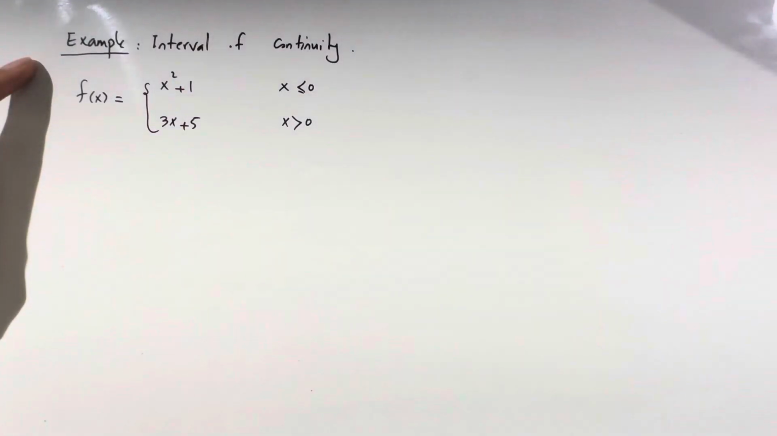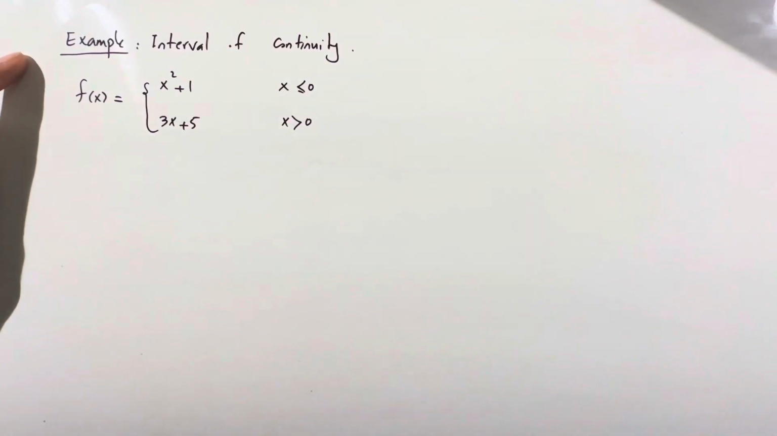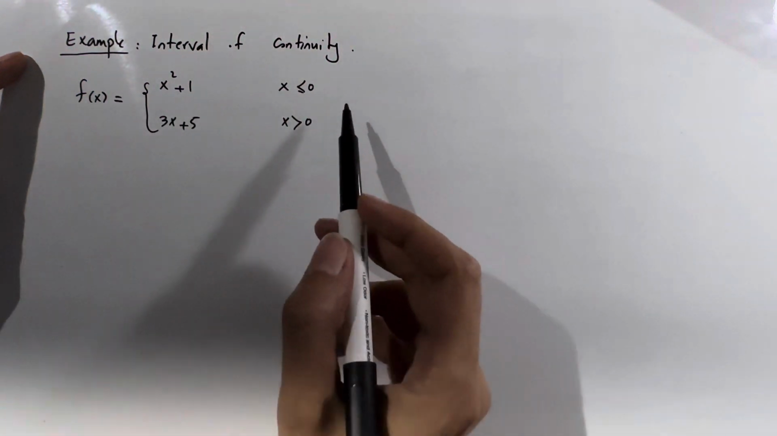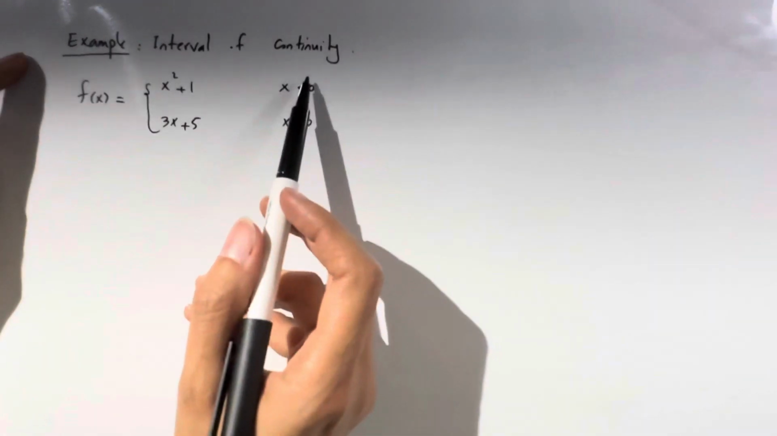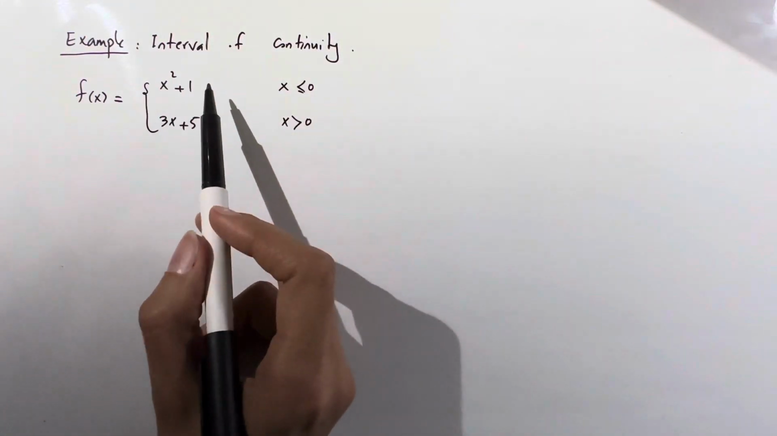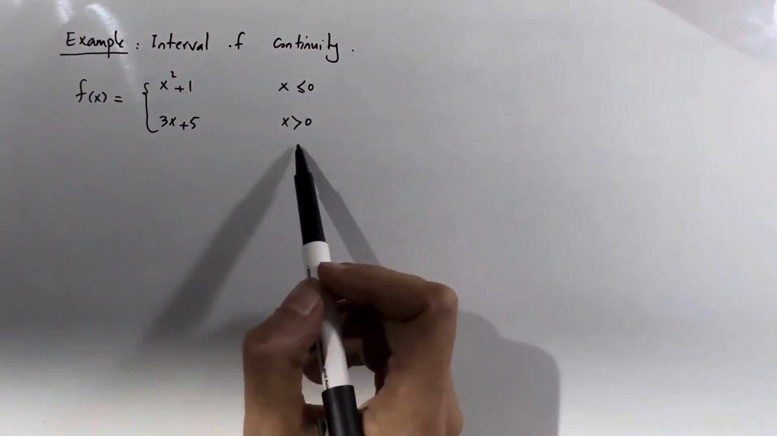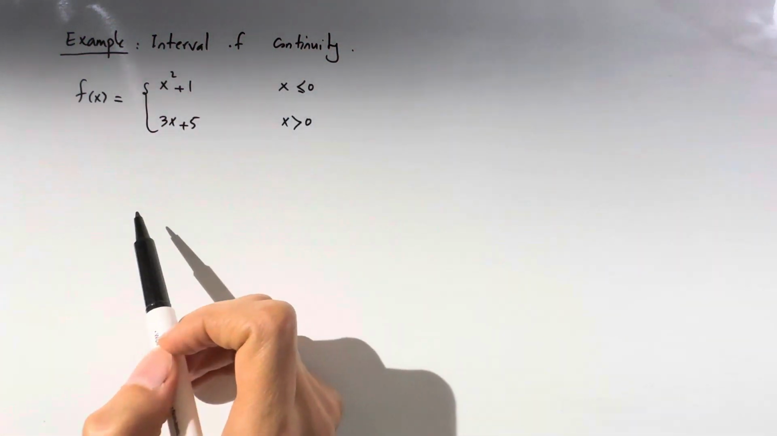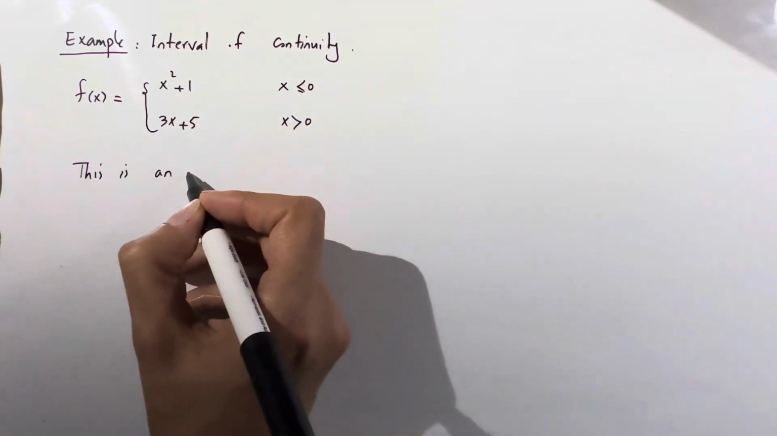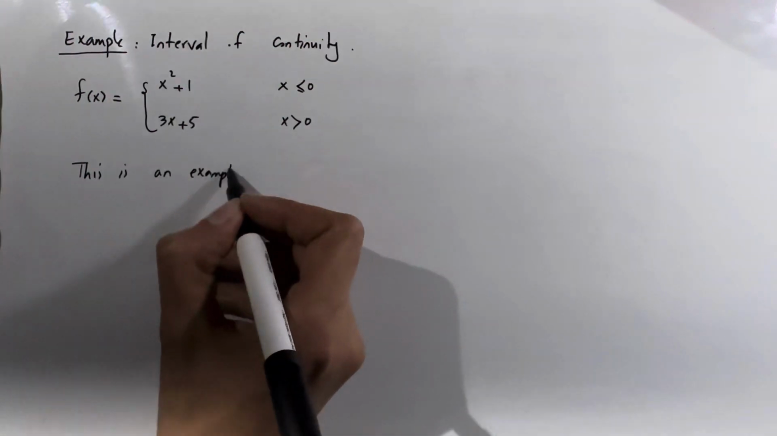In this example, we want to identify the interval of continuity for this piecewise defined function. This function has two pieces. When x is less than or equal to 0, it is a quadratic function. And when x is more than 0, it is a line.